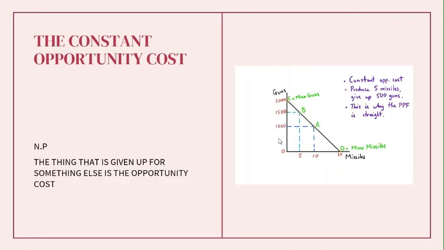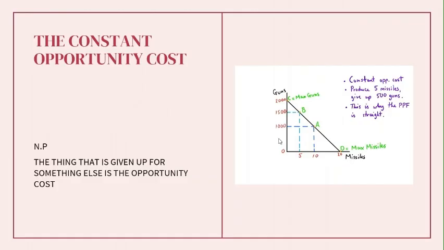So in the graph, as you could see here, there are two products. They are guns and missiles. And the production possibility frontier shows the possible combinations that could occur between two goods. Sorry for the cough right now, guys. I really do apologize for that.